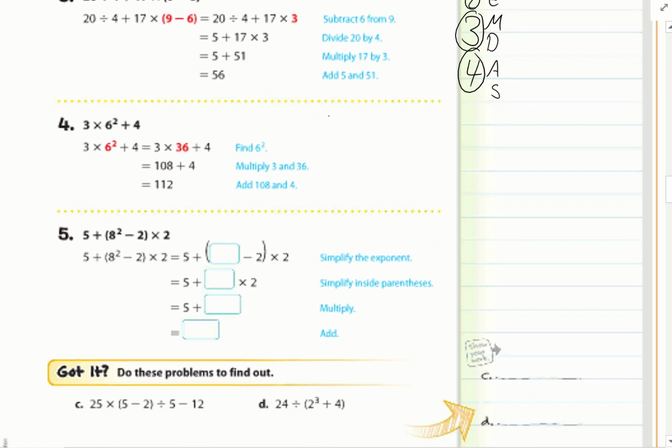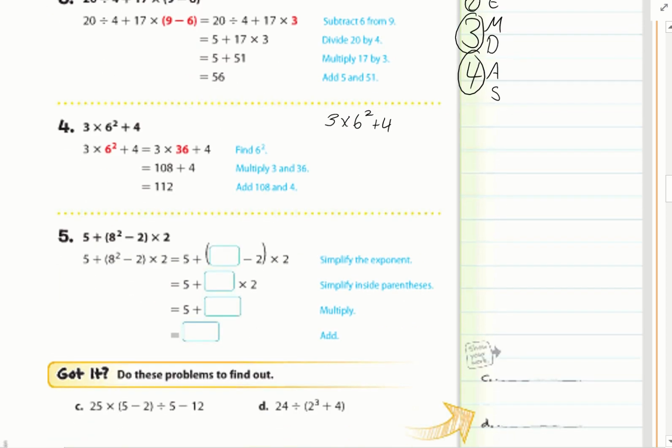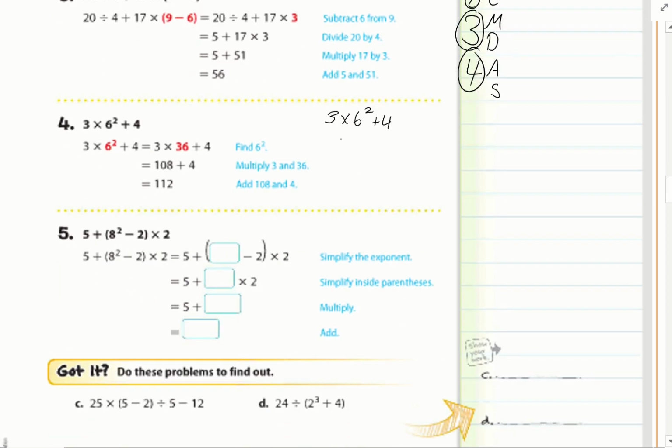Example 4, I'm going to do over here to the side. We have no parentheses, so we move down to exponents. We do have exponents, 6 times 6. So we have 3 times 36 plus 4. Multiplication is before addition, so 3 times 36 is going to be 108. And then our final answer is going to be 112.